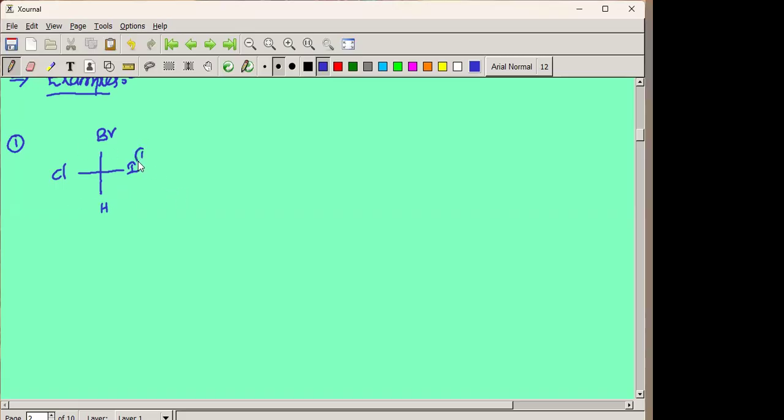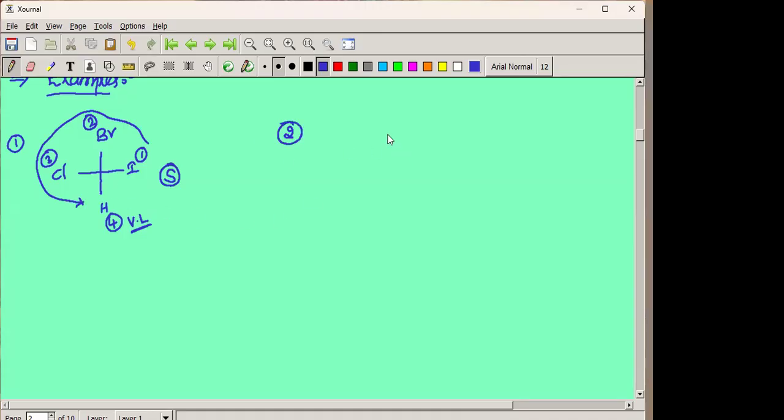So this is the highest priority group, atomic number 1. This is the second one, this is the third one, and this is the fourth priority group. So here I have the fourth priority group on the vertical line. Rotation: the remaining groups, 1 after 2, 2 after 3. This rotation is anti-clockwise. So that's why the configuration at that chiral center is S. Vertical line lో undi kabatti S. Right?